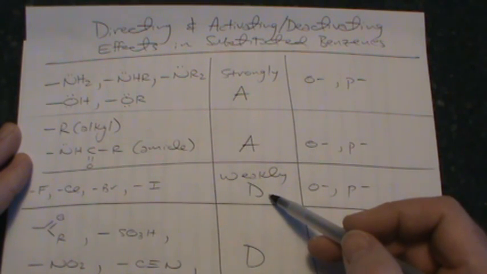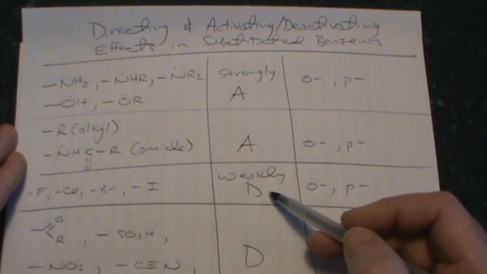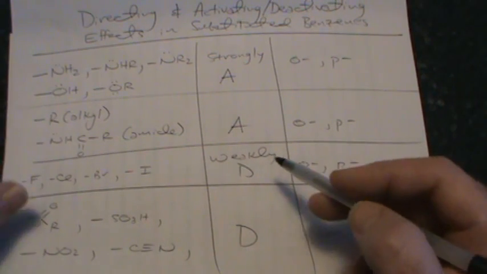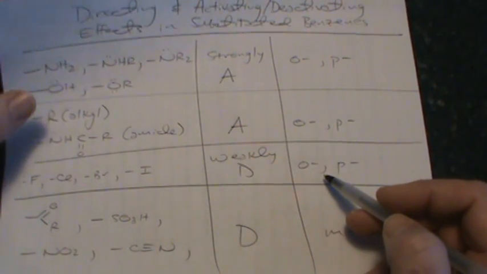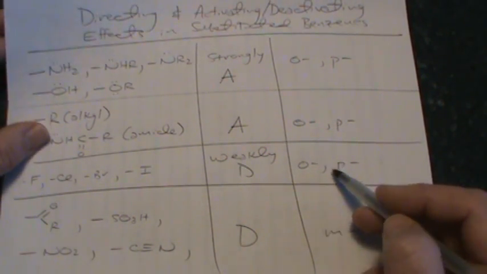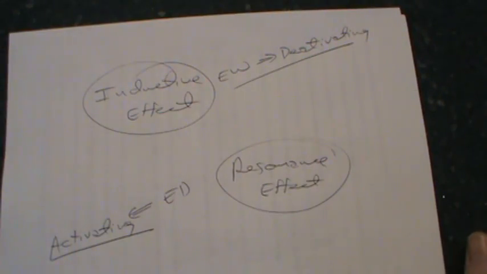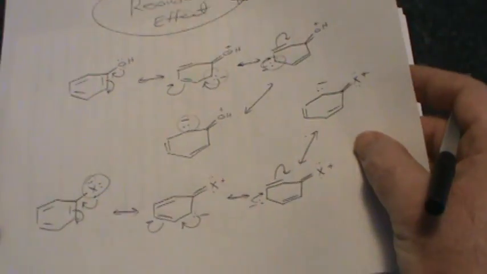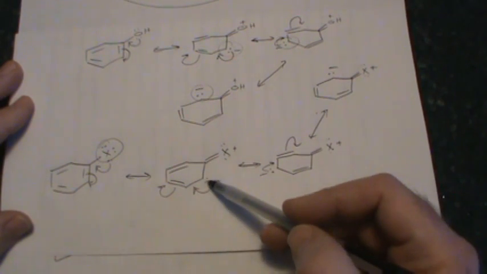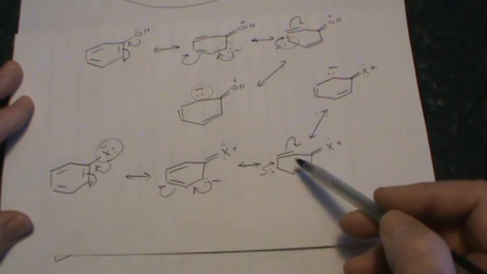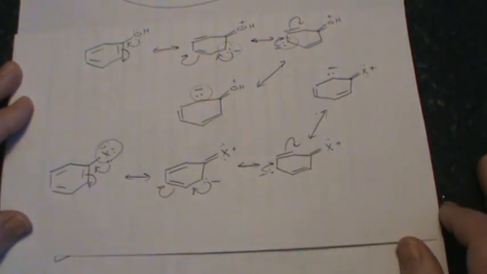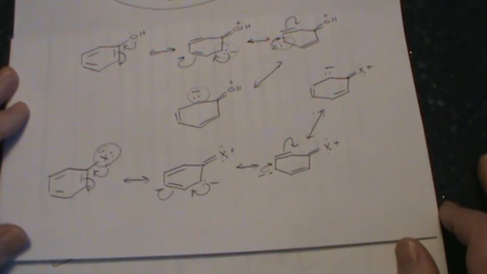Just barely deactivating, but deactivating nonetheless. However, when the electrophile comes around and looks at the halogen, it is most definitely interested in the ortho and para positions because of the resonance effect. With the resonance effect, we see that's where the electrophile would be most interested to add.